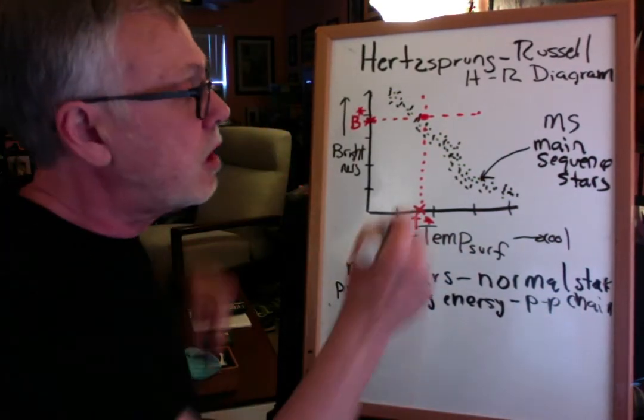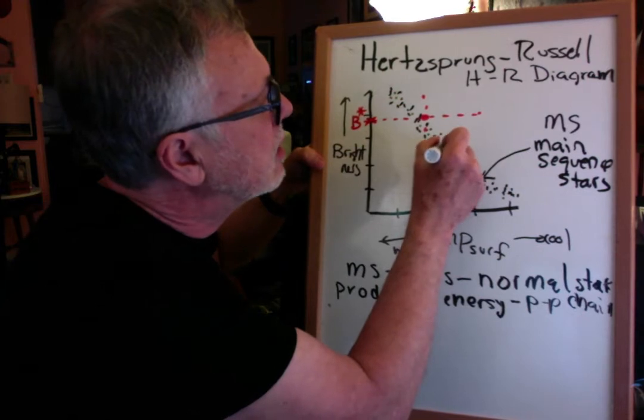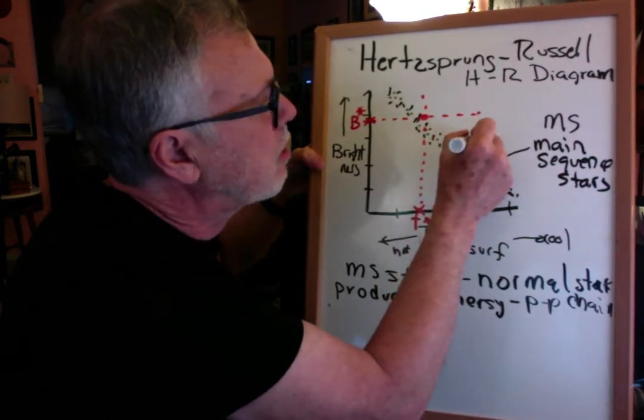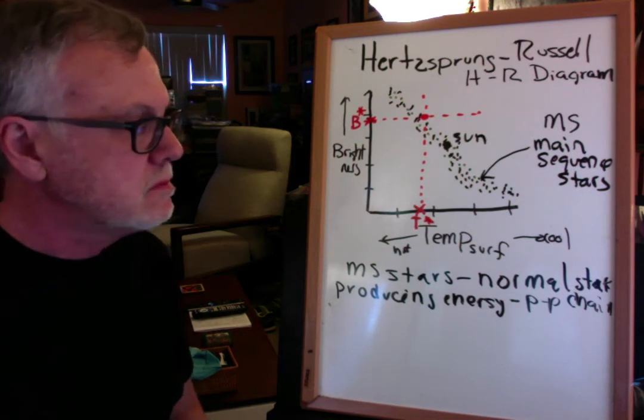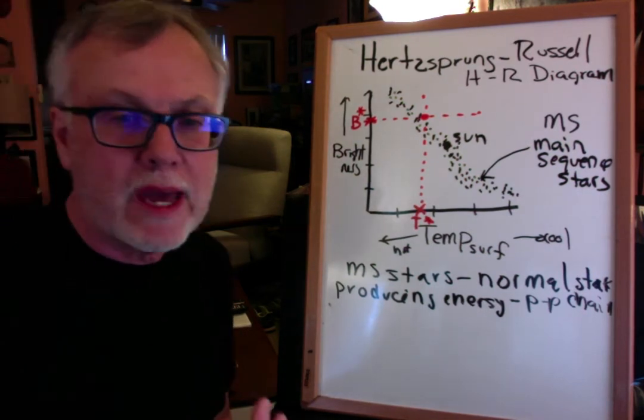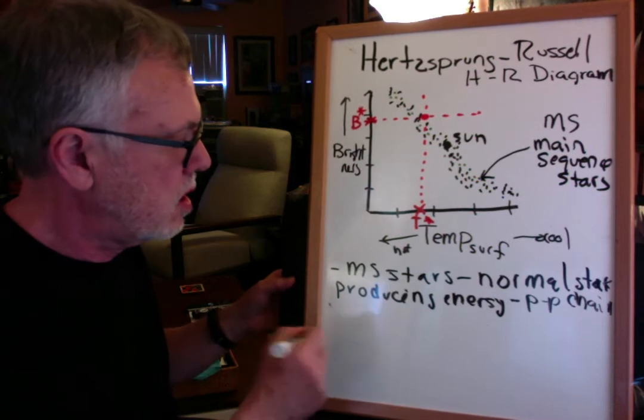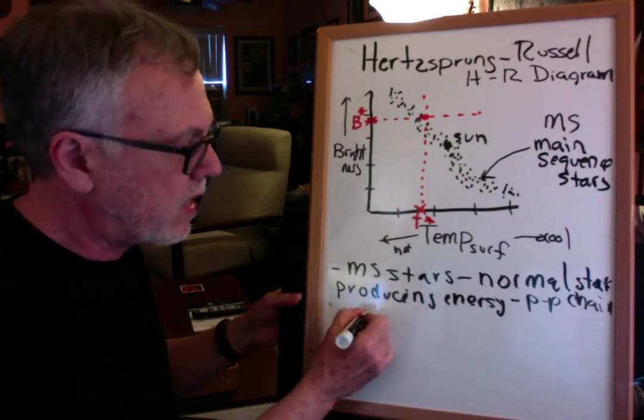So they're just normal stars. If we look, the sun is right in the middle, so our sun's kind of an average star here. So if I ask you, on the main sequence, what matters?